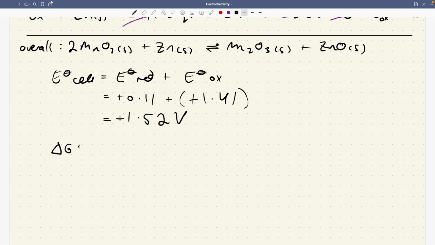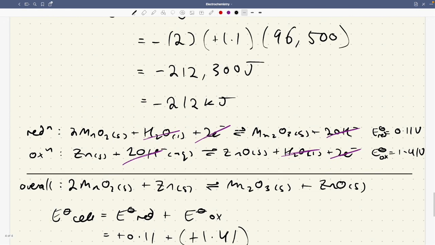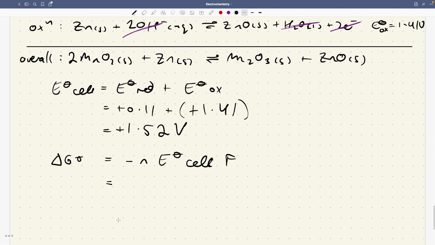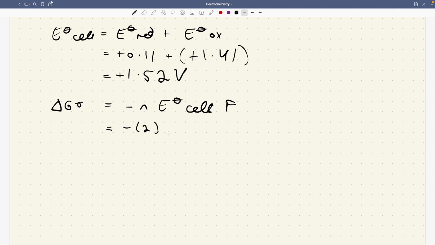So our delta G is going to be equal to minus n times our cell potential times our value for Faraday's constant. So how many electrons were transferred? Well, we've got, I forgot an aqueous here. We got 2 electrons being transferred, so minus 2 times our cell potential, which we just got above, and then multiply by Faraday's constant, which is a constant, 96,500.